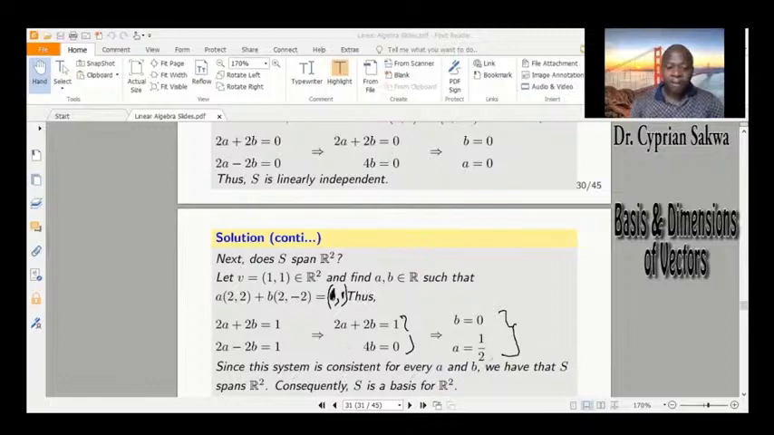Therefore, S spans R2. Since S spans R2, and remember that S was linearly independent, it means that S is a basis of R2. Let's look at another example.